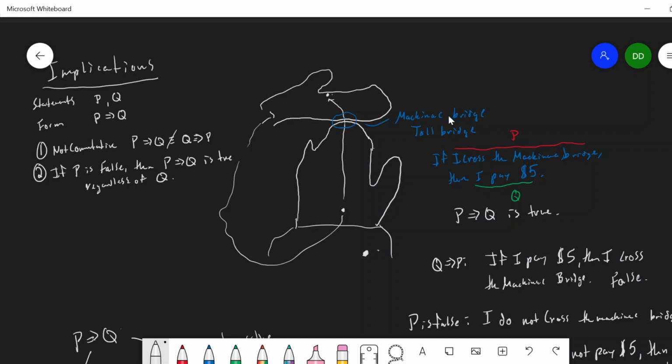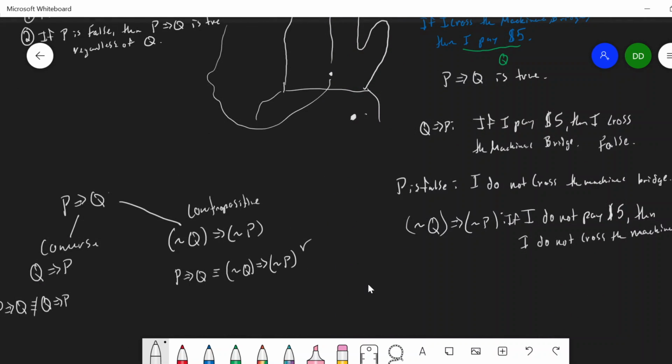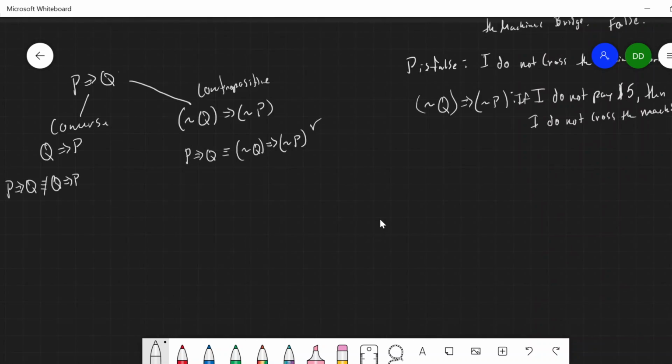In the first video, I introduced this example: if I cross the Mackinac Bridge, then I pay $5. P implies Q, which is a true statement. In the second video, I talked about converse and contrapositive, what those mean in this situation, and I made my points there: the converse is not always the same as the implication, and the contrapositive is the same. The last thing I'll talk about is how do you negate an implication.